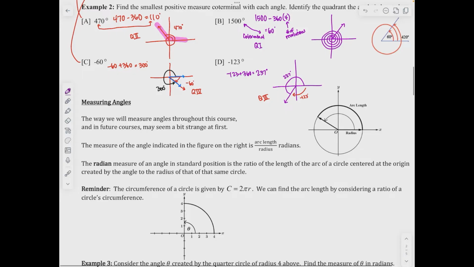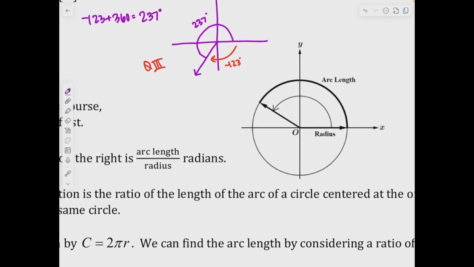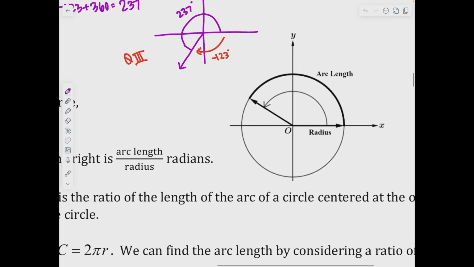So measuring angles, it says the way that we will measure angles throughout this course and in future courses is going to seem a bit strange. The measure of an angle indicated in the figure on the right is arc length divided by radius, radians. So this is a new term that we're going to be working with, the concept of radians.